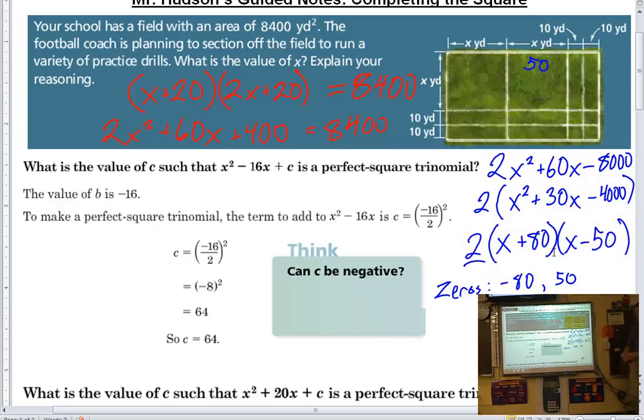Any other questions about this? We get x has to be 50, because it's the only solution that makes sense. The 2 we factored out does not matter.